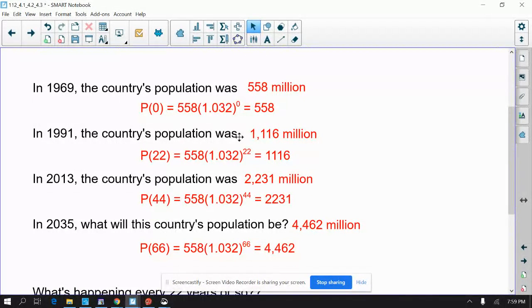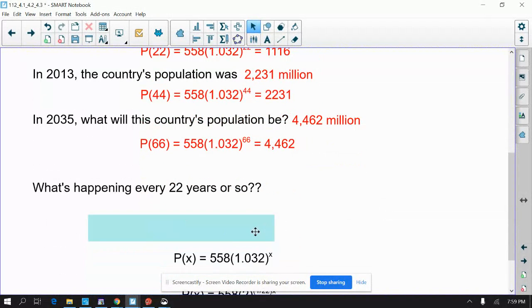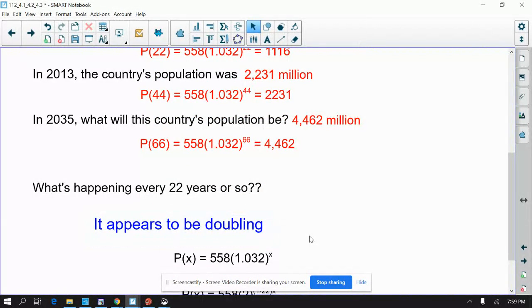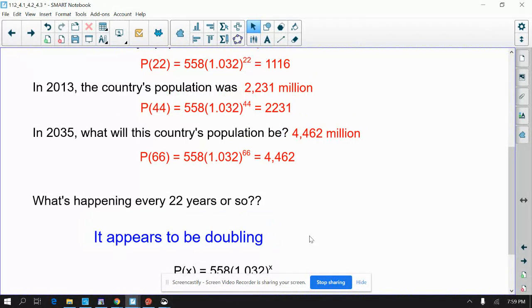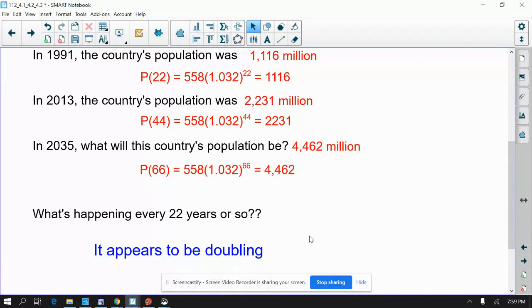Now notice, do you notice a pattern? Every 22 years, look at the population. What's happening to the population every 22 years? What's your guess? It looks like it's doubling. Every 22 years, the population of this country doubles. That's a good thing to know.